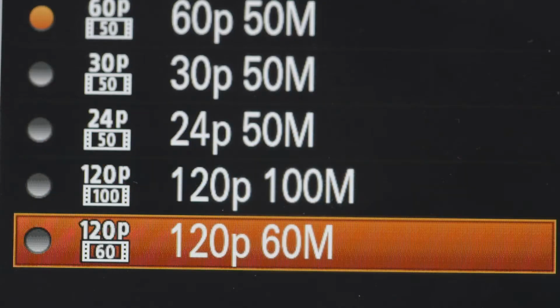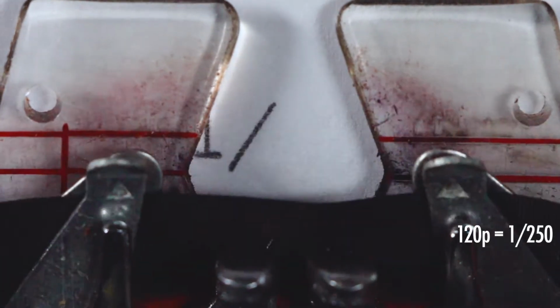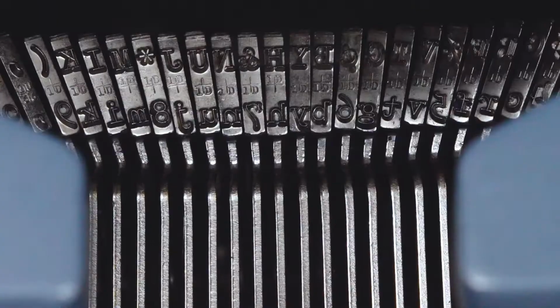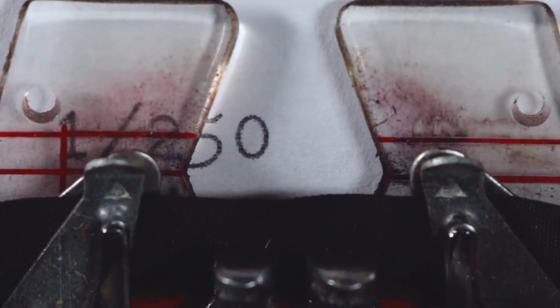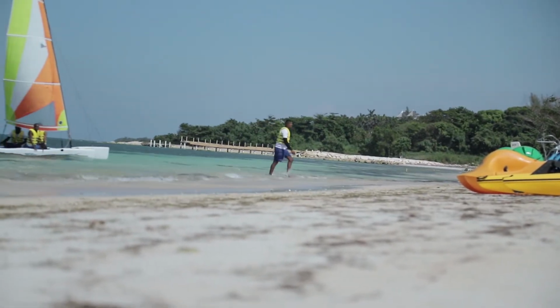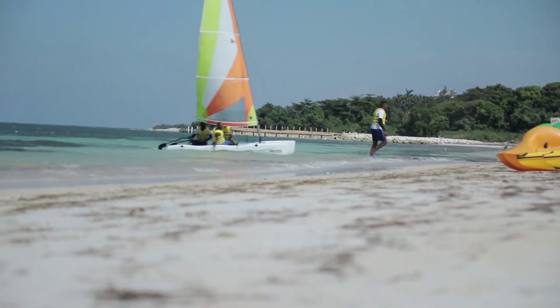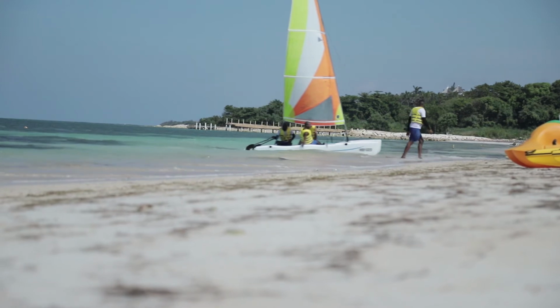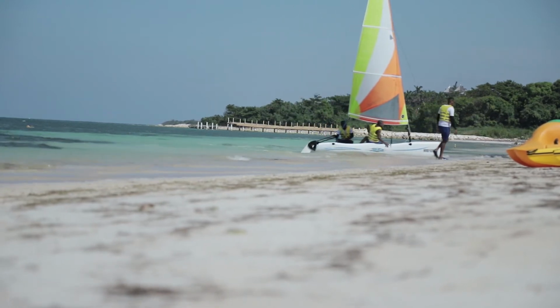And when shooting at 120 frames per second, I'll set my shutter speed to 1/250th of a second. Now, these settings will ensure the slowed down footage looks cinematic and not a motion blurred mess. Now, here is an example of what footage looks like when you shoot at the wrong shutter speed. You get this ugly motion blurring that looks totally unnatural.